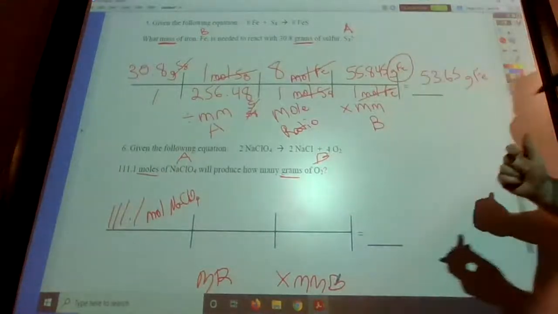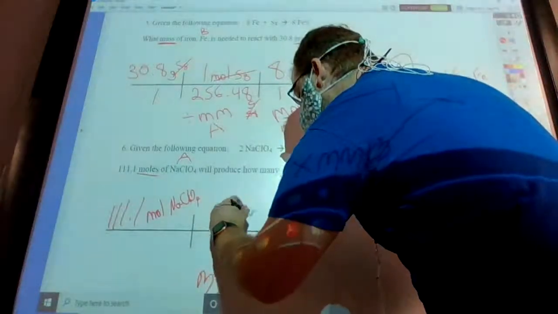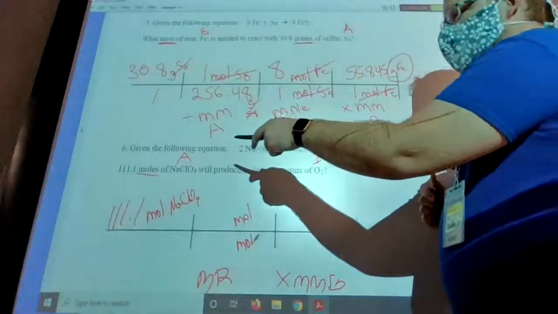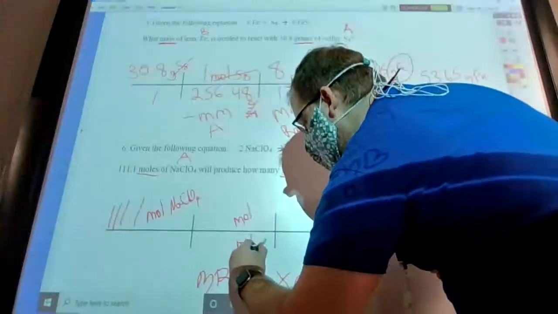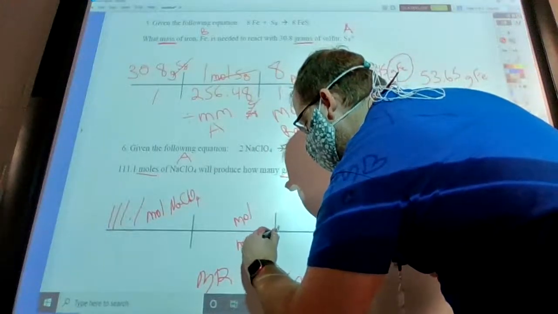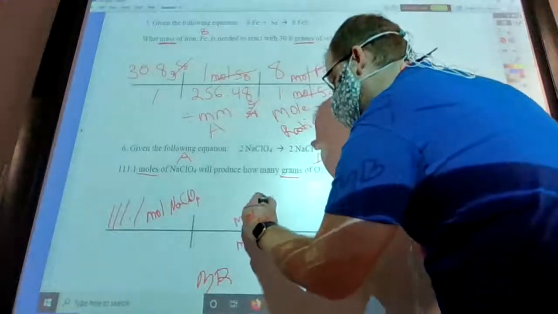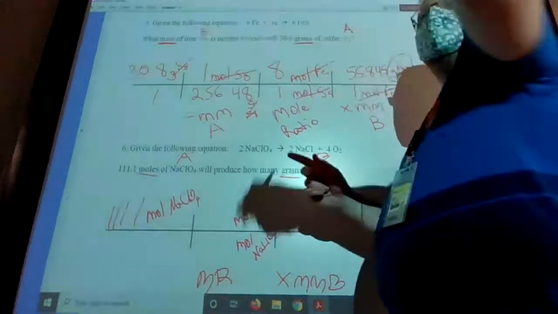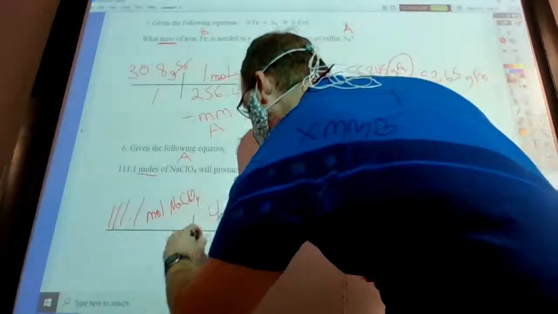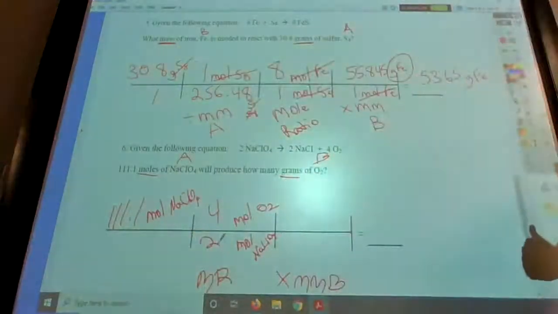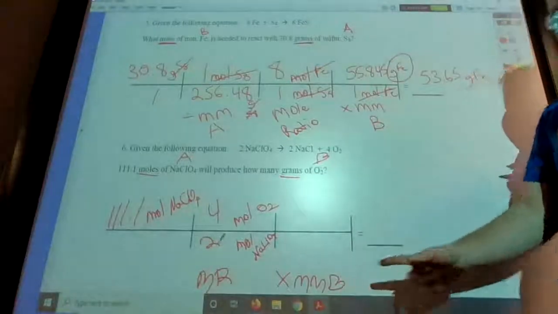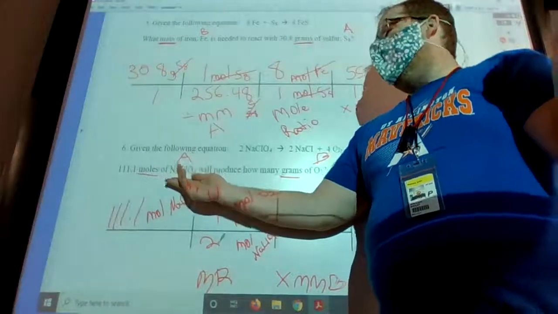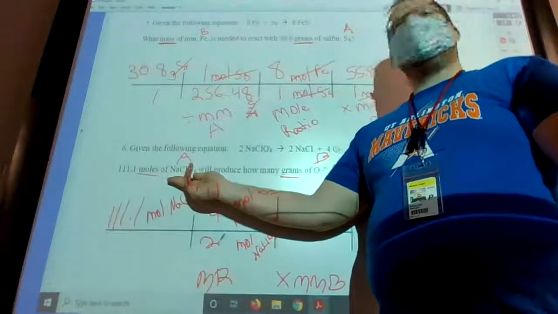So now, let's set it up. I need moles over moles. I know my chemical A is NaClO4. My chemical B is O2. What are my coefficients that go in front of that? 4 over 2. Now we got the 4 over 2. And then multiply by the molar mass for chemical B. They don't give this to you, so you got to look it up from the periodic table. So what molar mass did y'all get for this?